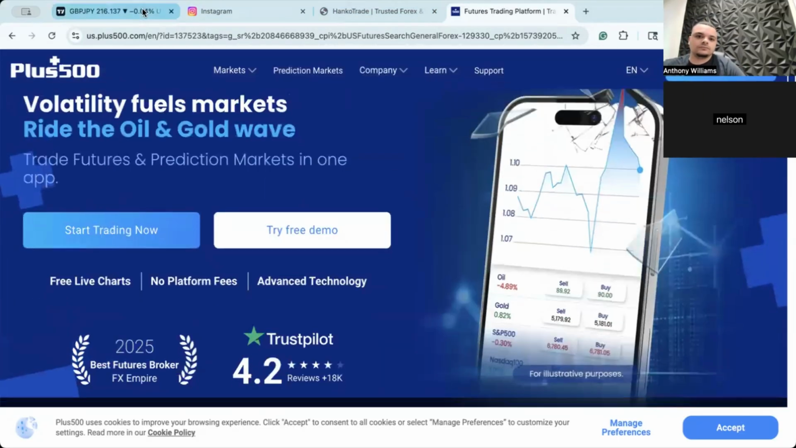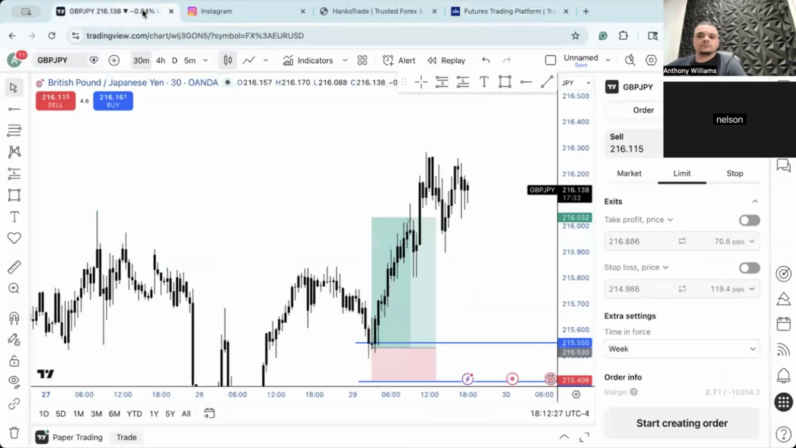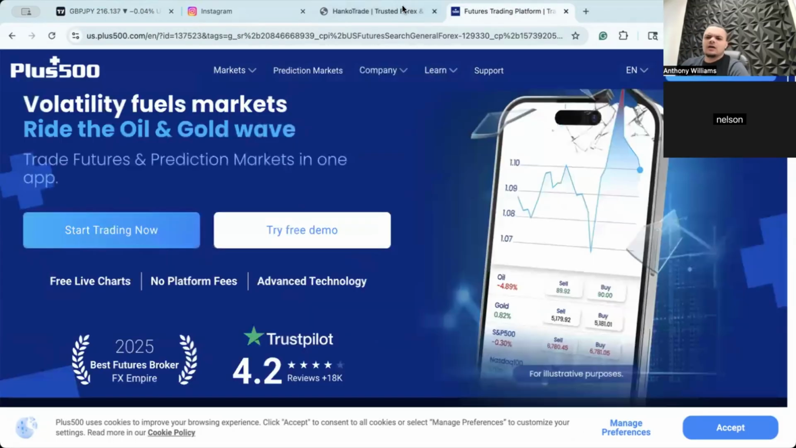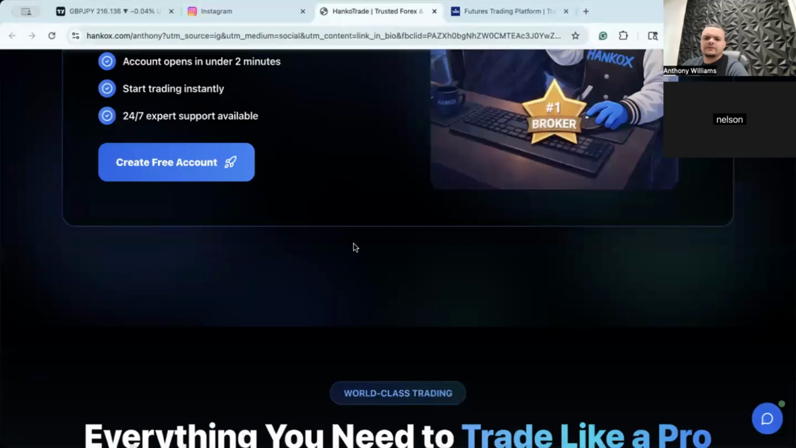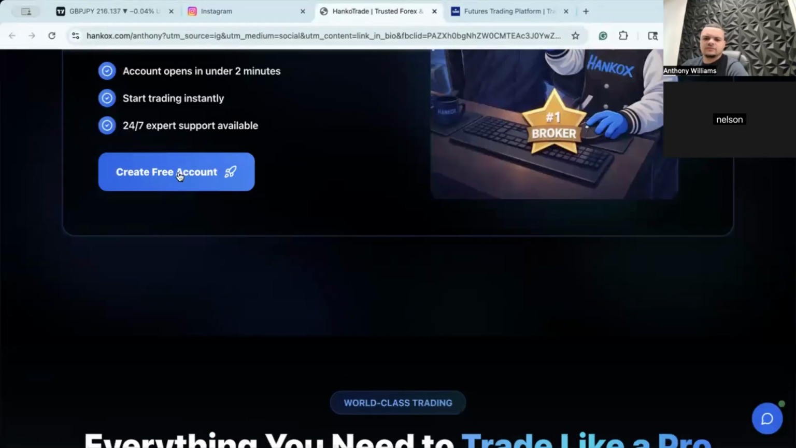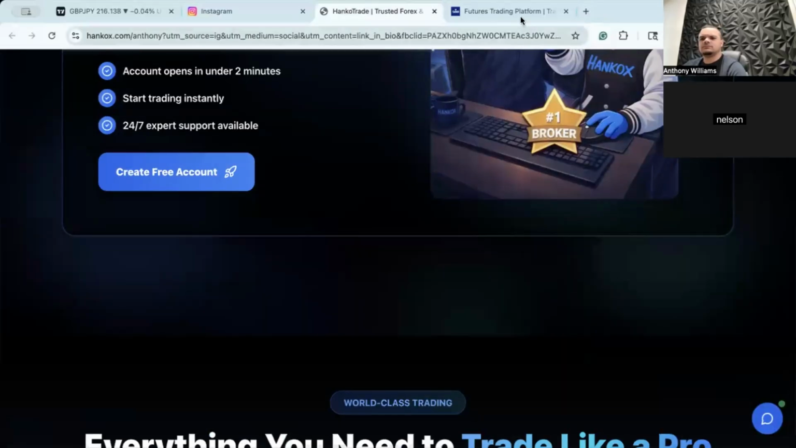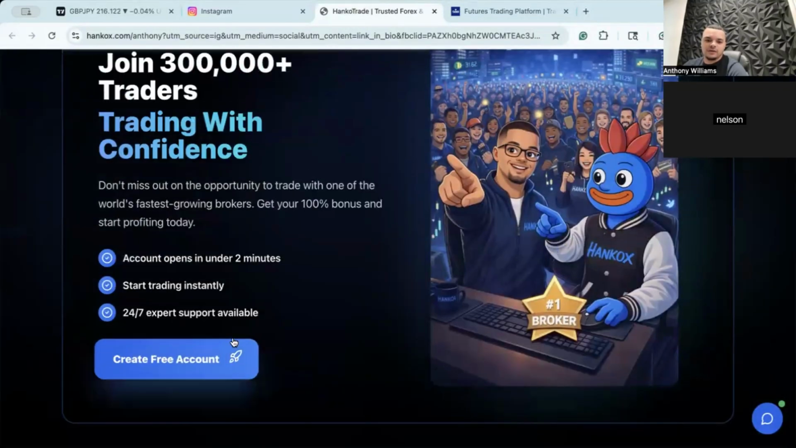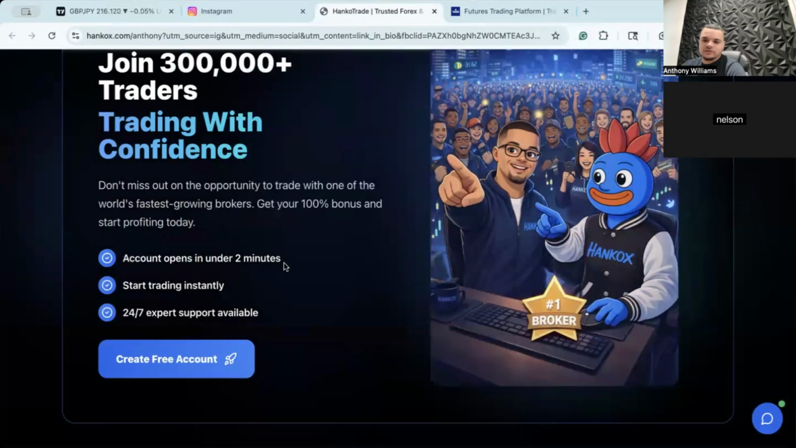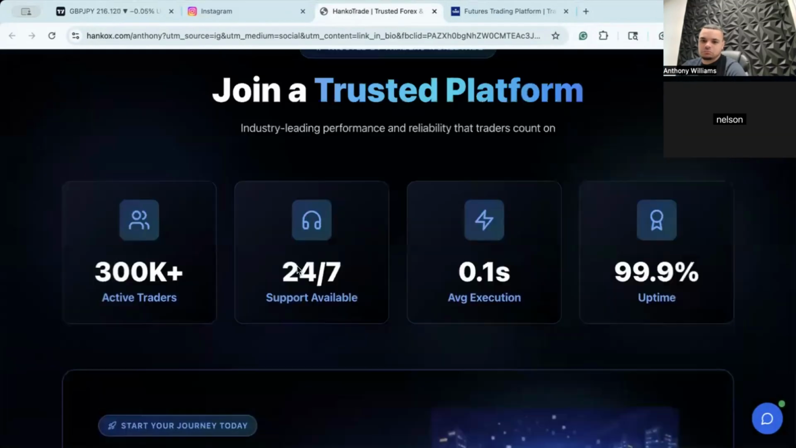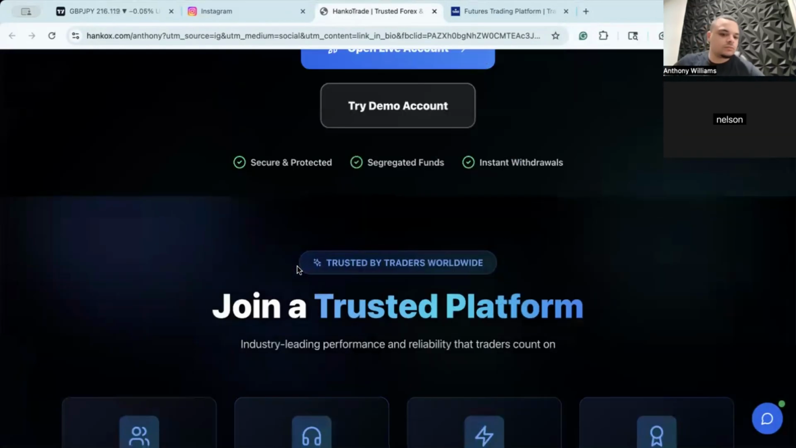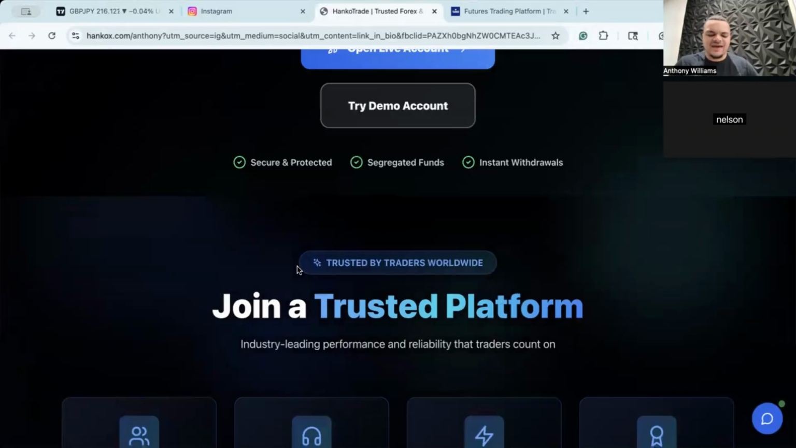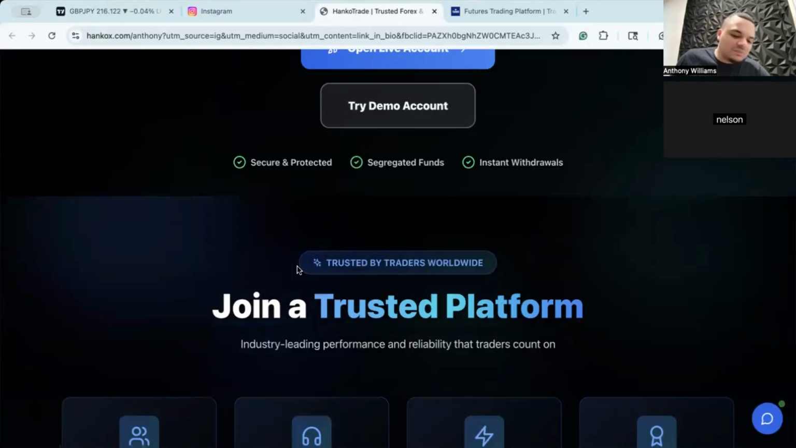Okay. And you said there's no cost just to do the demo, or is it no cost in general? So when you put a live account, is there a cost on it or no? A live account? No, see, this is right here. Live account, create free account. Account opens in under 2 minutes. Oh, okay. Yeah, there's no minimum or anything like that. If there is a minimum, it might be like $10.